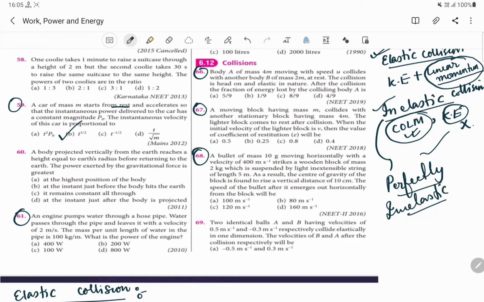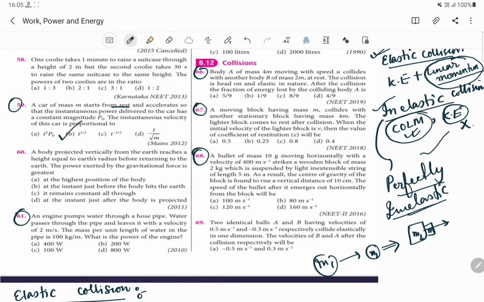And for this perfectly inelastic, after collision, the two colliding bodies move together as one single object. Let us suppose this is mass m1 and this is colliding with mass m2, and after collision, if this m1 and the m2 move together as a single object, then this type of collision will be known as perfectly inelastic.